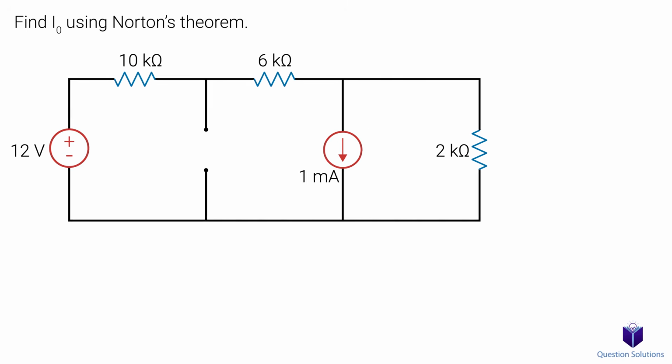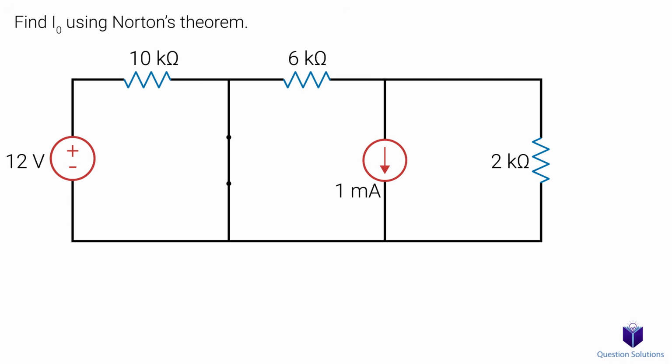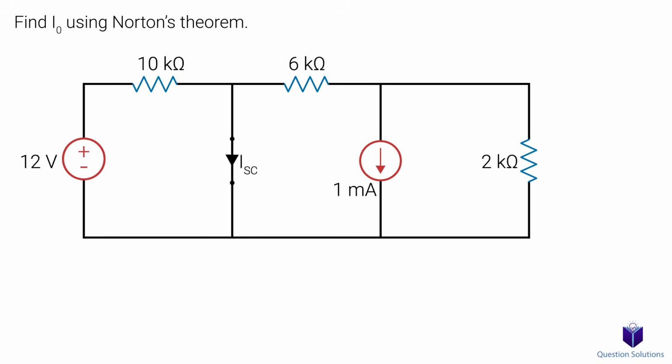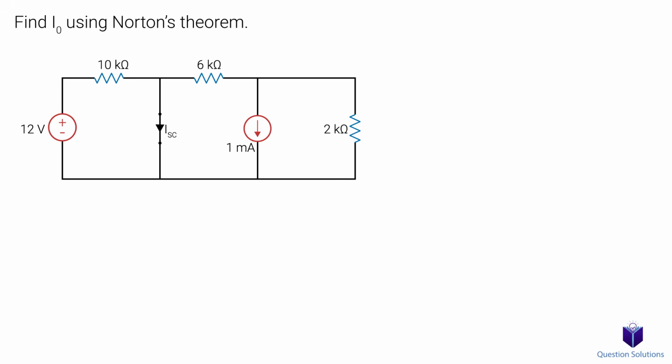Next, we short circuit the two terminals where our load used to be. So in this circuit, this is what that looks like. Now there's a current flowing through this conductor, ISC, and our first goal is to figure that value out.